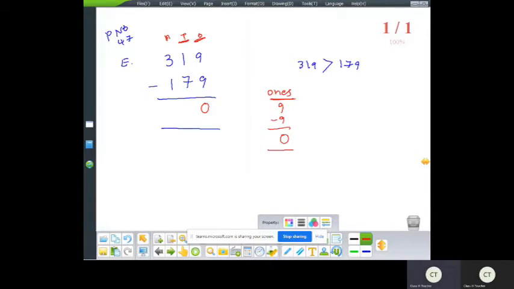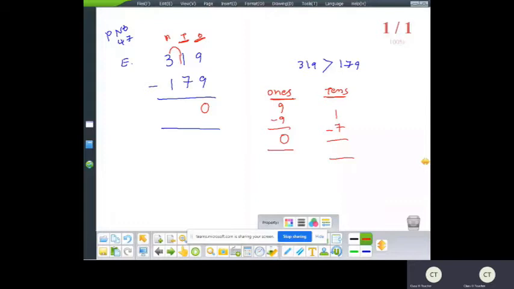Now subtracting on tens. The digits under tens are 1 and 7. 1 minus 7. It means 7 is subtracted from 1. But 7 is greater than 1. We cannot take 7 from 1. Then we use borrow. Borrow means we take 1 ten from the beside number. 1 and 1 makes 11.